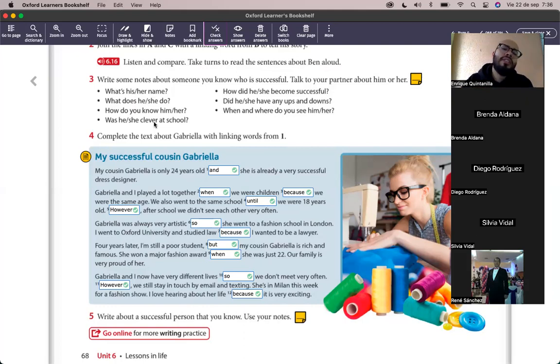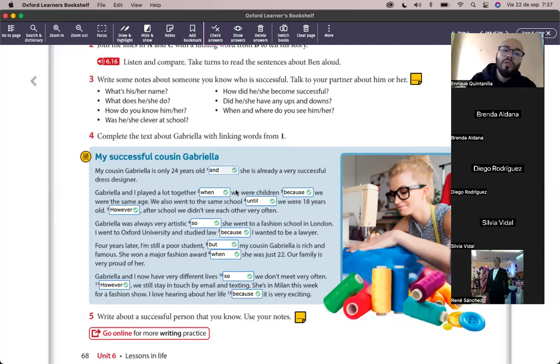Oh, yes, yes, he was. He was very intelligent. How did she become successful? ¿Cómo se convirtió en successful? And then you give your reasons. Yeah, he worked really hard. He practiced a lot. Yeah, all these things you are going to write them down.